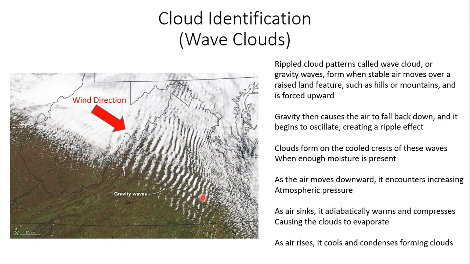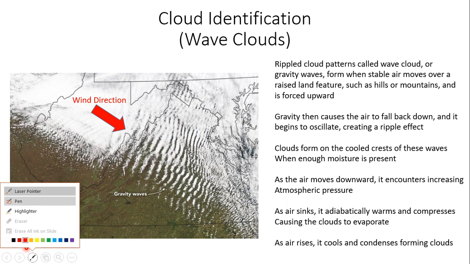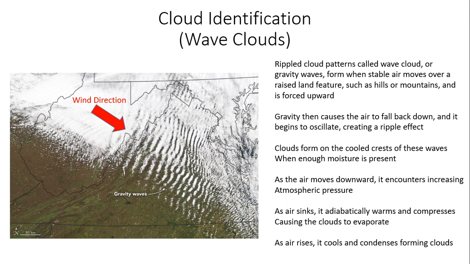As the air moves downward, it encounters increasing atmospheric pressure. As air sinks, it adiabatically warms, compresses, dries out, and wherever you see these openings between the white cloud elements here, that's where the air is sinking. As air rises, it cools and condenses, forming the clouds. You see the white lines here on the satellite image, on this visible imagery. Let me draw out what's happening here to form these wave clouds. And sometimes they take the shape of almonds. They've been mistaken for UFOs by people because they have almost like a saucer shape.